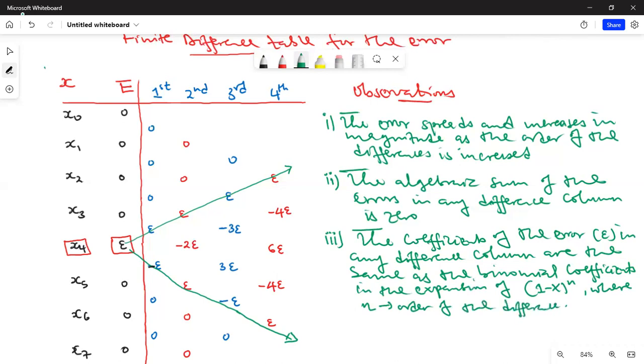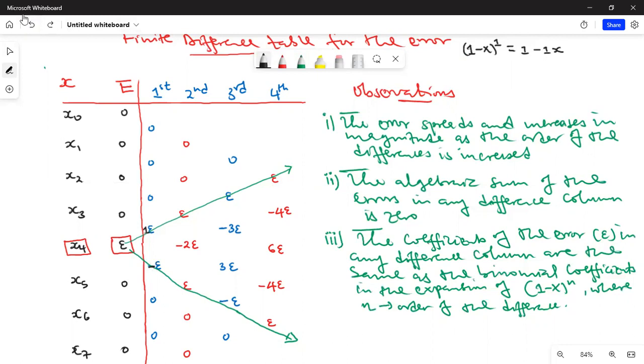Let me explain this. If we have 1 minus x raised to 1, that is equal to 1 minus 1x. So the coefficients in that expansion are 1 and negative 1. Look at the first column. Here we have 1 epsilon, and here we have negative 1 epsilon. So you see those coefficients are the same as the coefficients in that expansion.